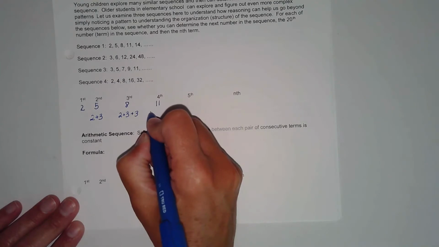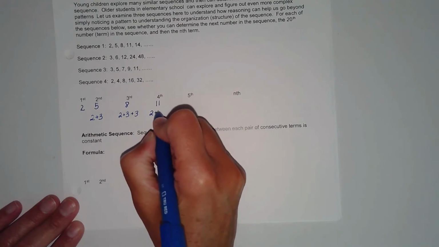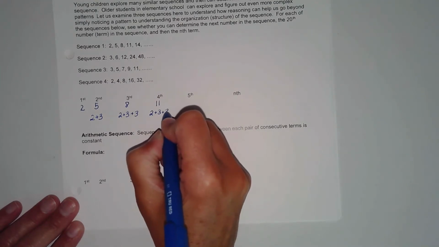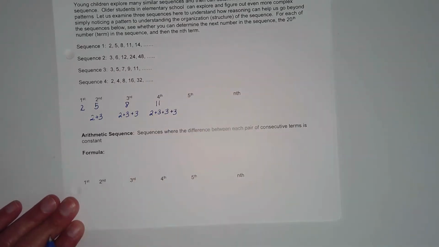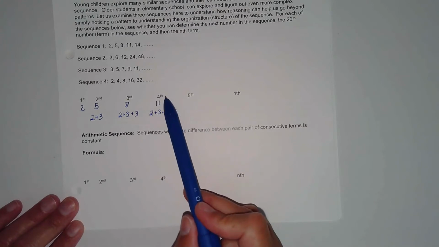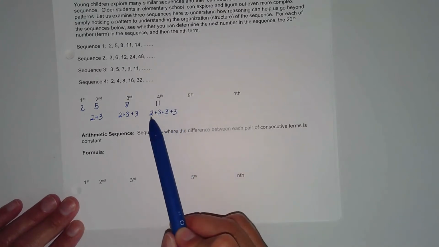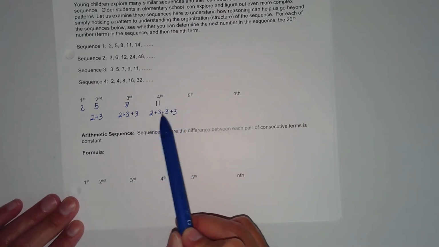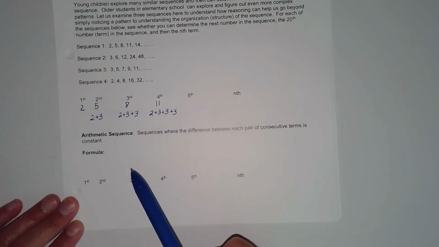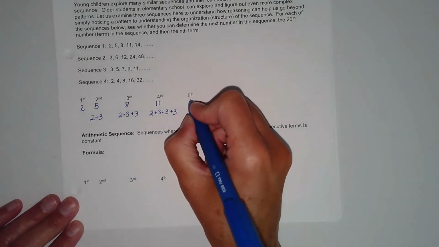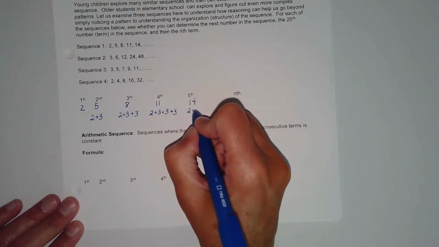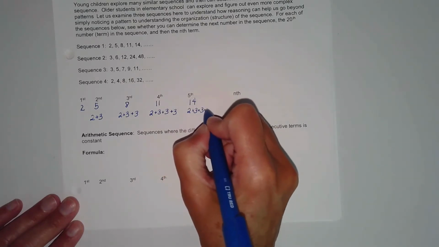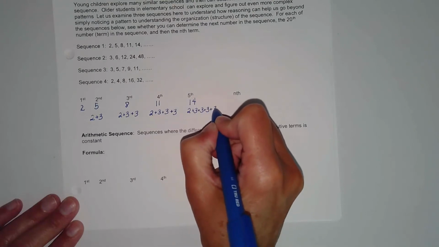So the fourth term is 11. So we took the previous term, which was 8. I'm going to write 8 like this. And then we added 1, 3. So if I'm the fourth term, I have my starting value, and then I added 3 3s. So the fifth term is 14. So we took the previous term, which was 11, and we added 1 3 to it.